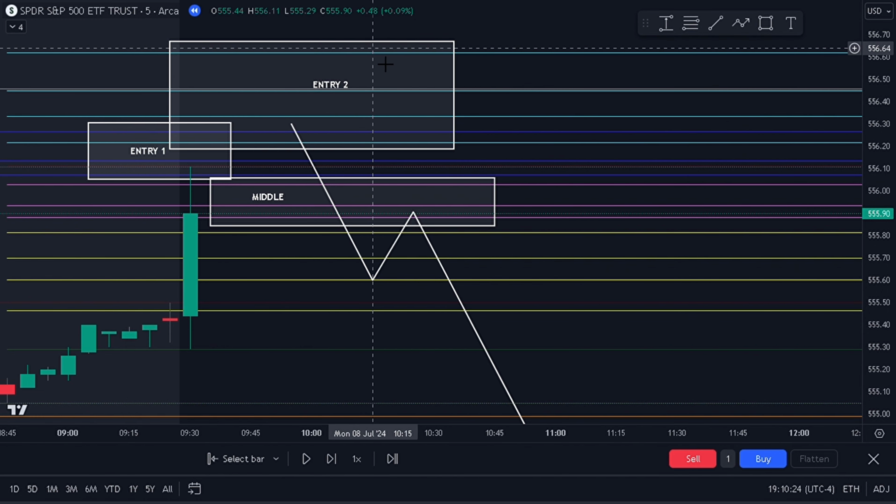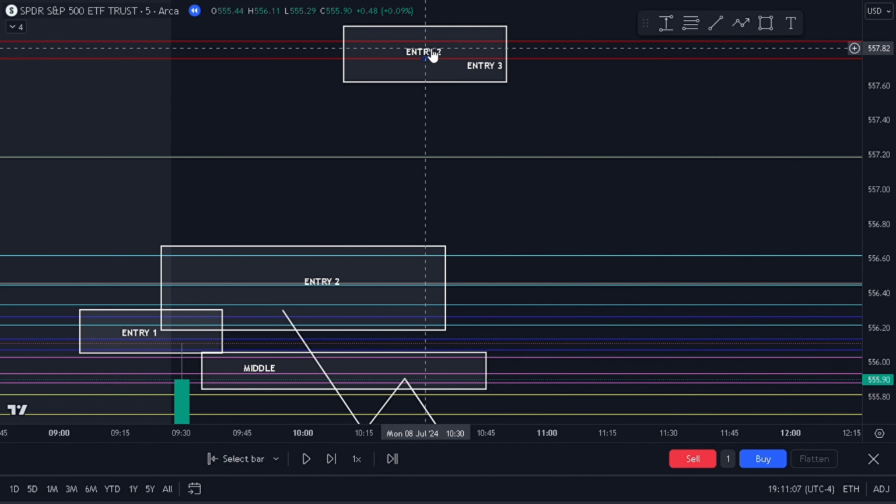There are 2 reds. So depending on what you call this, will be entry 2 or entry 3. Just depends what you label this as. This will be number 2 or number 3. Doesn't really matter.